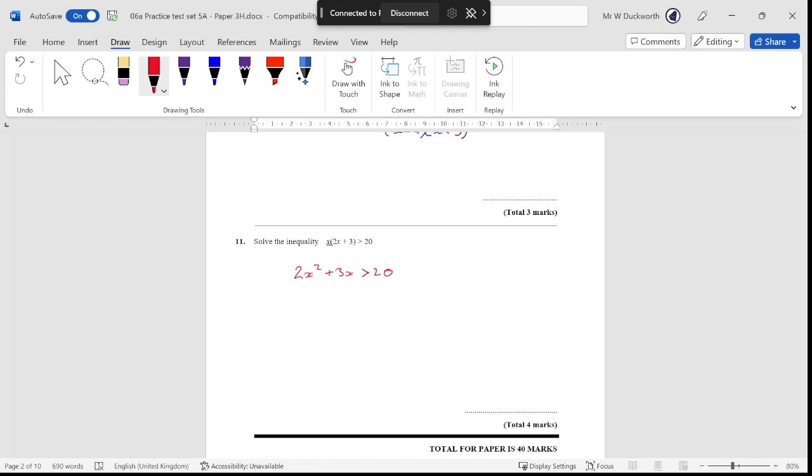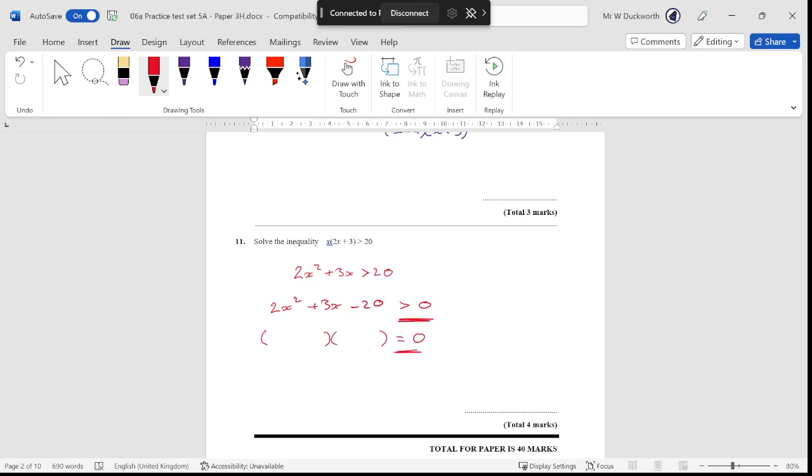To solve a quadratic, realistically, whether you're solving via the formula, via complete the square, or via factorising, you need all of your unknowns on one side and it having 0 on the other side. So if I minus 20 from both sides, I'll get 2x squared plus 3x minus 20 has to be greater than 0. I'm going to ignore the greater than 0 for now, and I'll bring it back in a moment, and I'm just going to try and factorise that. And I'm going to put it equal to 0, but I'll come back to that in a moment.